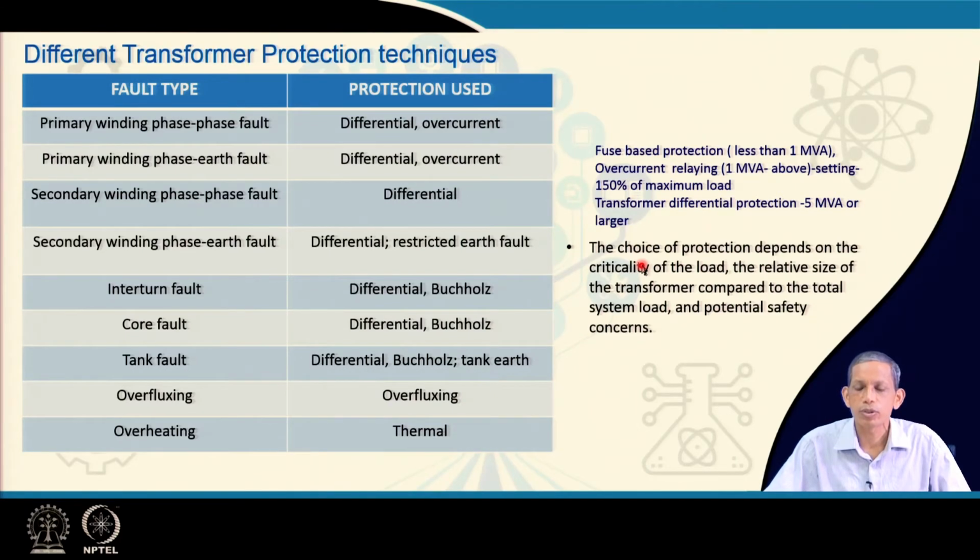Many transformers also use overcurrent relaying principles, but for transformer ratings greater than 5 MVA, we find that a very common protection scheme is transformer differential protection. The choice of protection depends on the criticality of the load being fed through this transformer, the relative size of the transformer compared to the total system load, and the potential safety concerns, which I have already discussed in the earlier slide. These are also related to the economic perspective, and that is also an important point in deciding which protection scheme is to be applied.